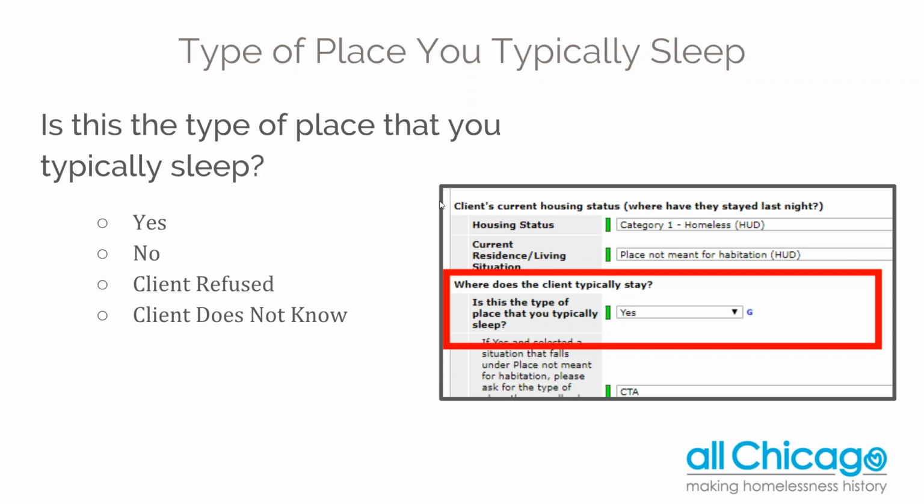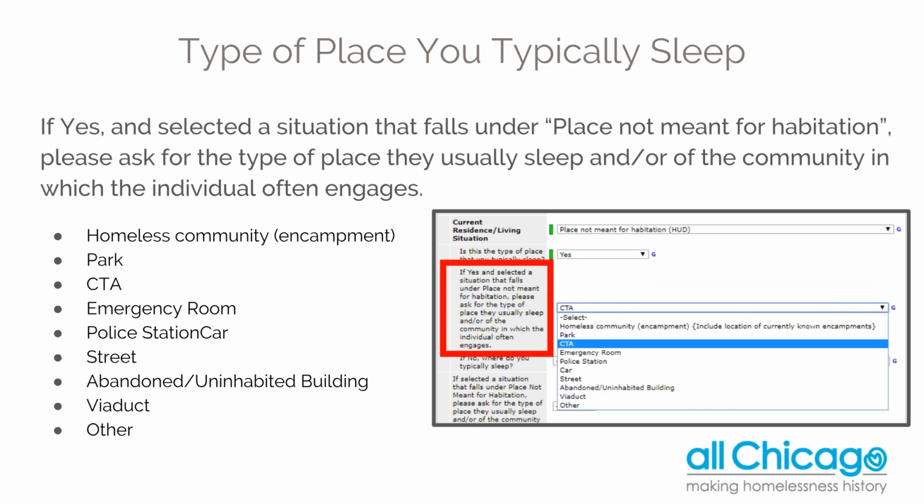Let's start off with the first question. Is this the type of place that you typically sleep? It's essentially building off of the question directly above it, and for the most part, it's just a yes or no question. The client does have options to say that they refuse or that they don't know, but the guidance is to ask them, out of the past month or so, where are you typically sleeping? Where do you sleep the most often? You don't have to get into the minutia of tracking their breaks, but just ask them, the majority of the time, where are you staying?